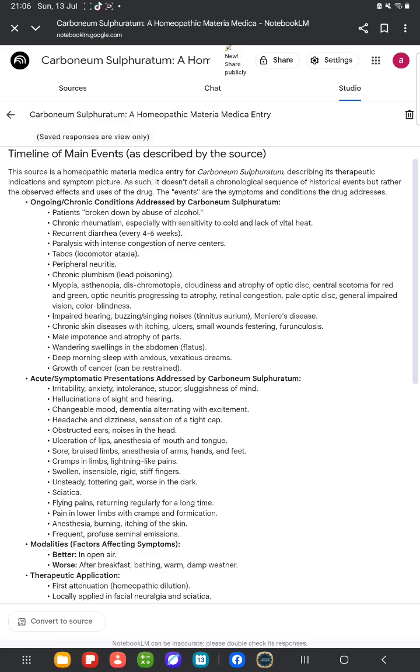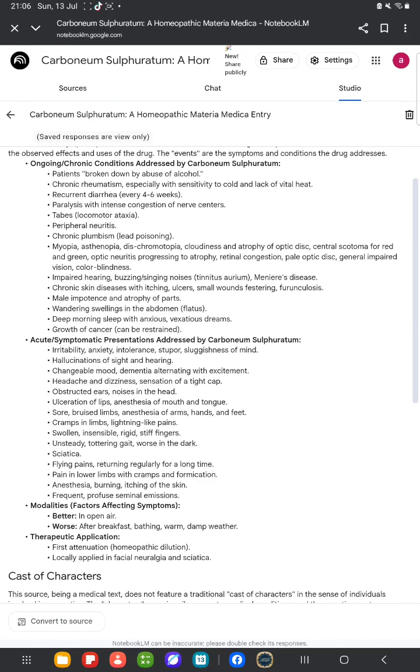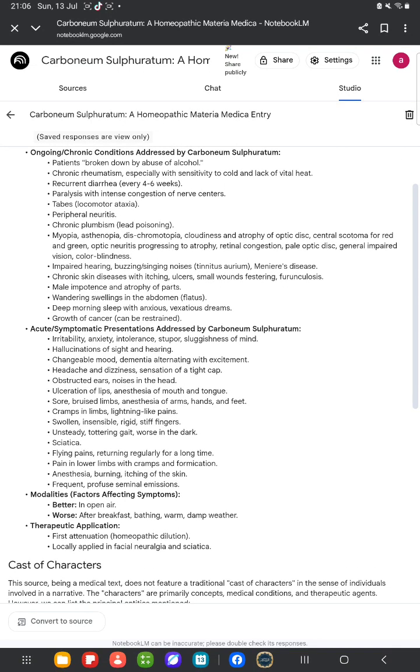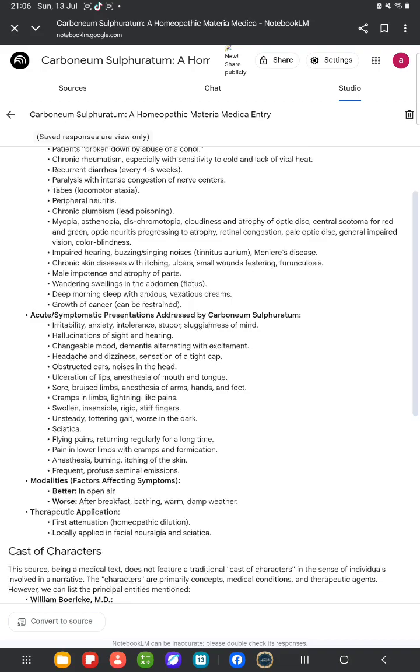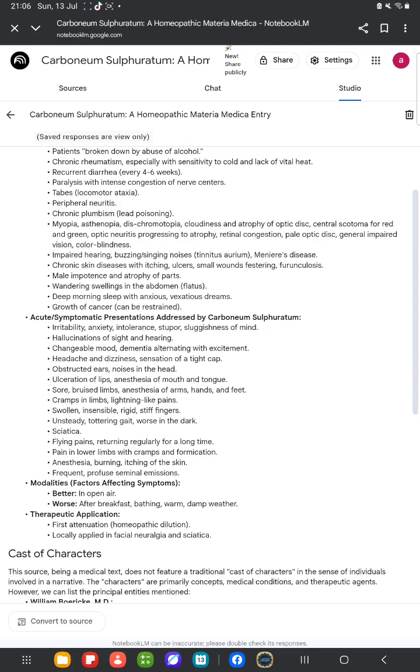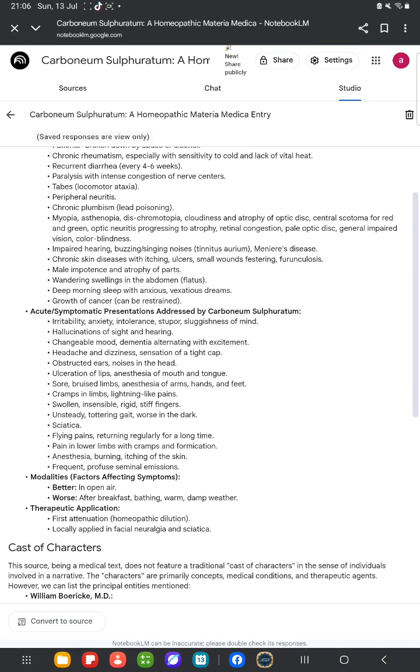Boericke kicks off by calling it deep and disorganizing with an immense range of action. That sounds pretty dramatic, doesn't it? It does. Can you paint a clearer picture for us? What kind of patient or situation would make someone think of this remedy? Sure. The text specifically mentions its usefulness for patients who are, and this is the quote, broken down by abuse of alcohol. So you're picturing someone whose health is severely hit by chronic alcoholism.